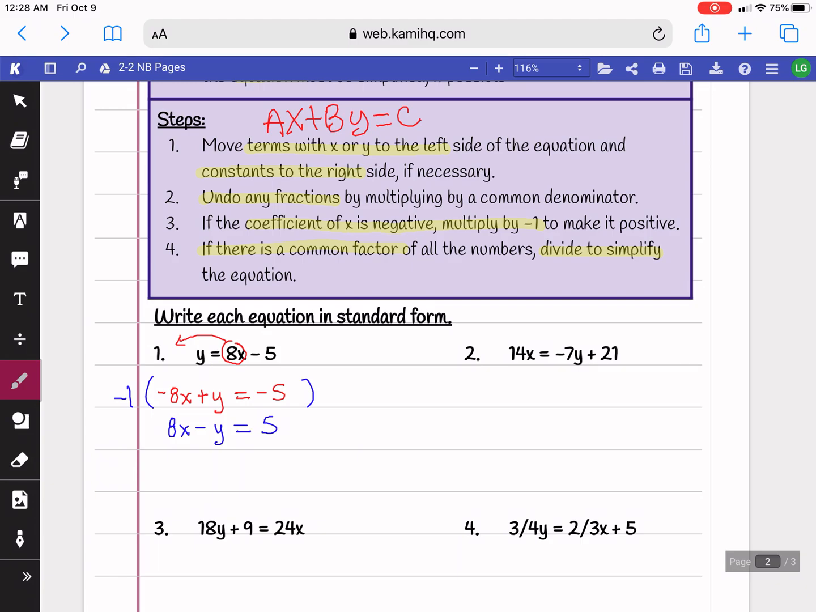So really you're just changing all your signs. From there, if there's a common factor, you would divide by it. But here, there's no number besides 1 that 8 and 5 can be divided by. So this is already in standard form.